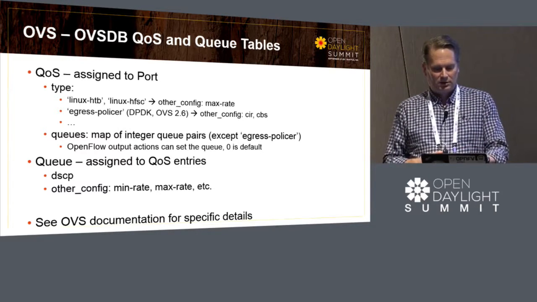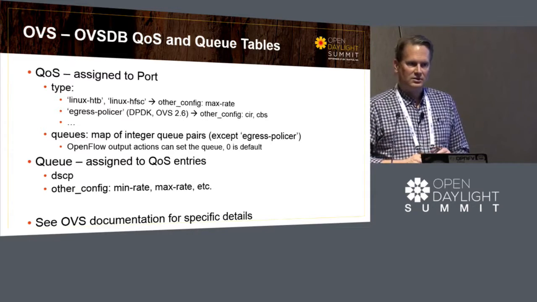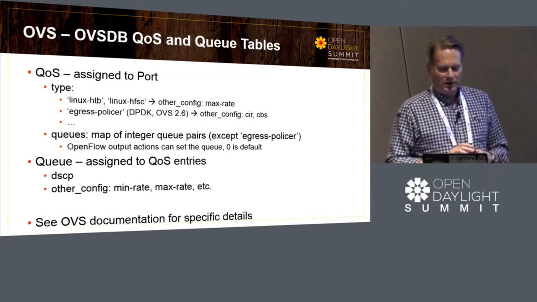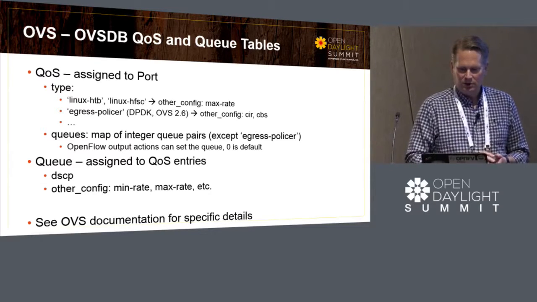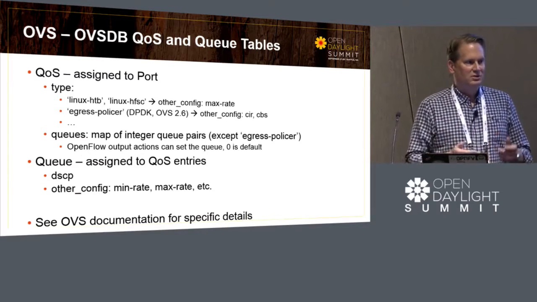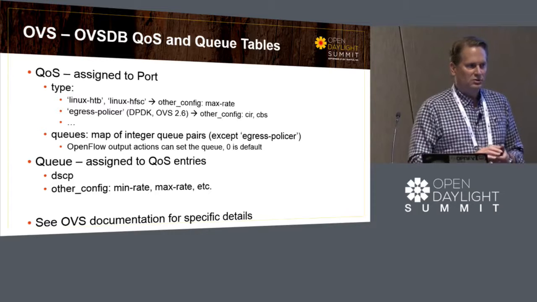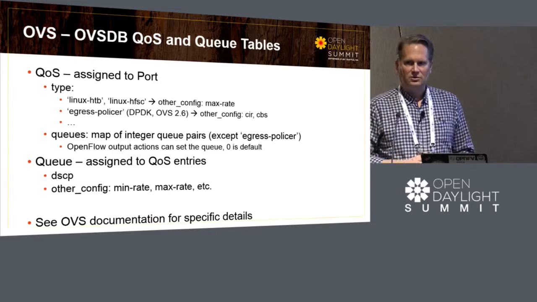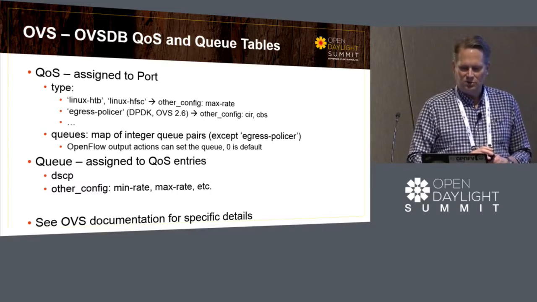I also want to point out that in OVS 2.6, the OVS with DPDK variant of OVS, which is the user space data path of OVS that uses the DPDK for enhancements, they got an egress policer QoS type included in the package. The egress policer is not a shaper, it's a policer. So you define a committed information rate and a burst amount, and then when the traffic exceeds those values, the traffic is just dropped. So it's a policer, but it's configured here as a QoS entry.